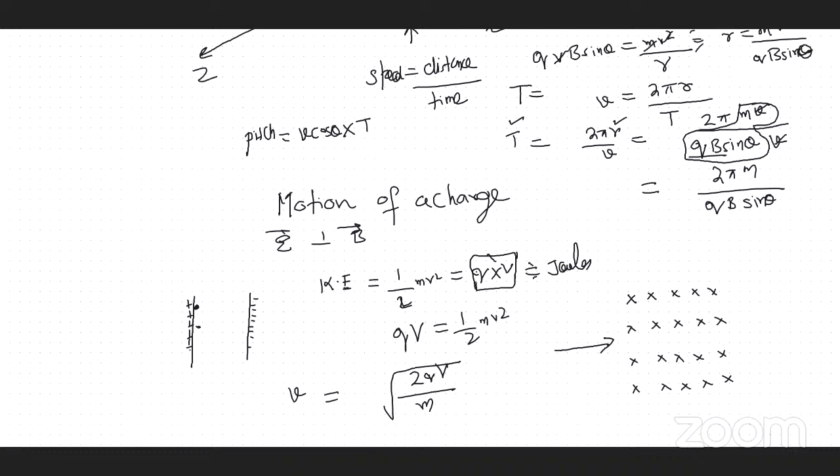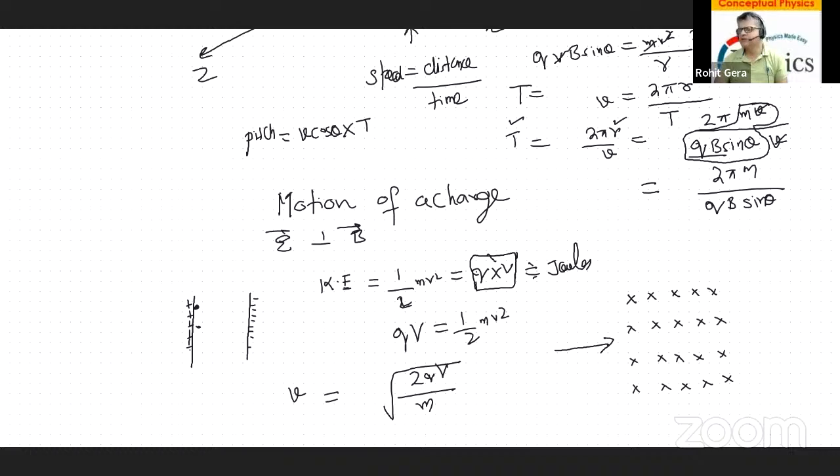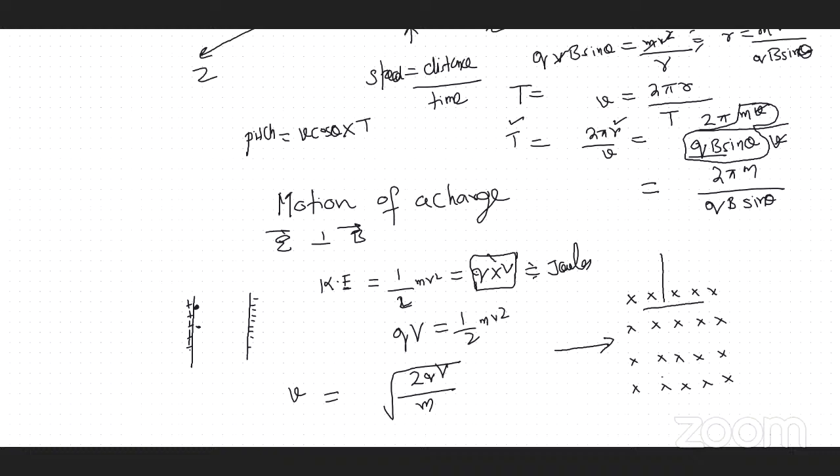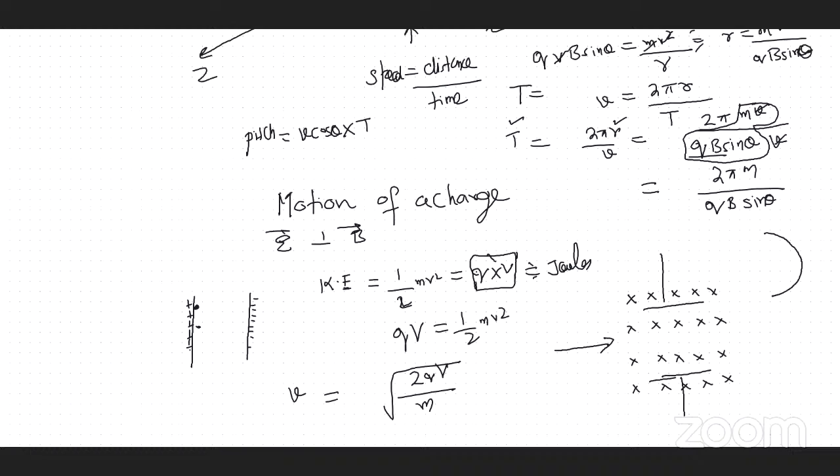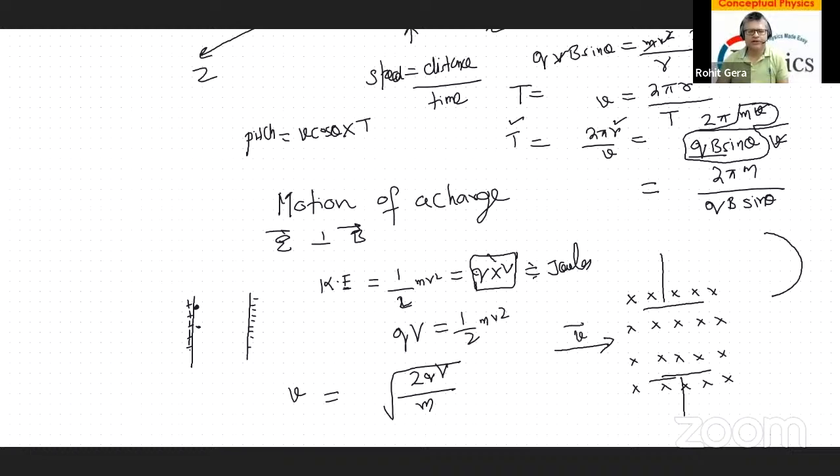Yes, sir. But I am going to make a small subtle change. I am going to put an electric field also here. Otherwise, you would have moved like this, because you're moving in a perpendicular direction. This is your velocity, which you have acquired through a potential difference of V.